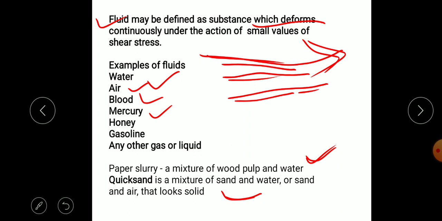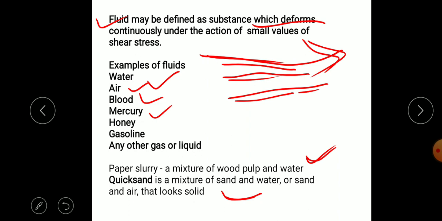Like this, a number of fluids are used. Oil or grease has a lubrication property. In an engine, when two metal parts are moving, to avoid friction we use lubricating oil or grease. So that you have to consider.